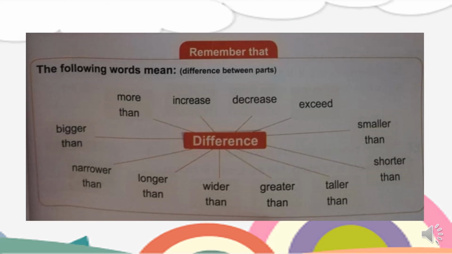Remember that I have a lot of words meaning the difference between the parts. What are these words? Any word that expresses comparing, such as more than, increase, decrease, exceed, smaller than, shorter than, taller than, greater than, wider than, longer than, narrower than, and bigger than. Any word representing a comparison between two quantities means difference.